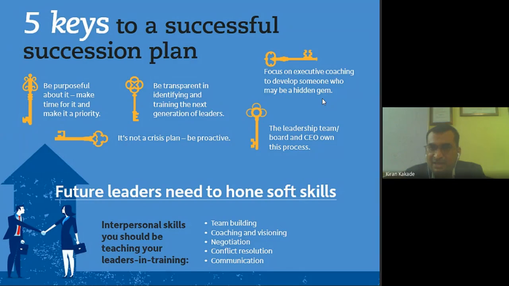Next, the key is that the leadership team, board and CEO own this process. In this succession plan, the role of top leadership is very important, because you are building the future leaders, and those leaders will replace the people who are today's leaders. The people who are today's leaders will be replaced by the trainee leaders. So the leadership team, board, and CEO own this process.